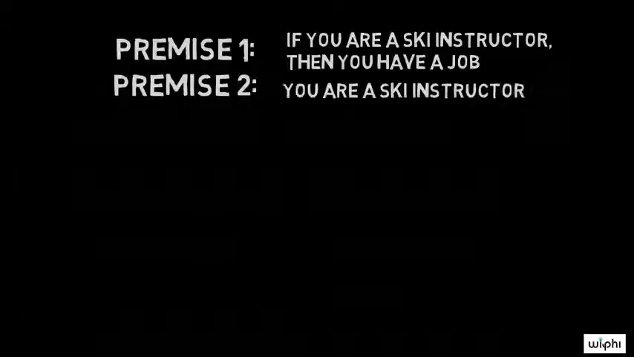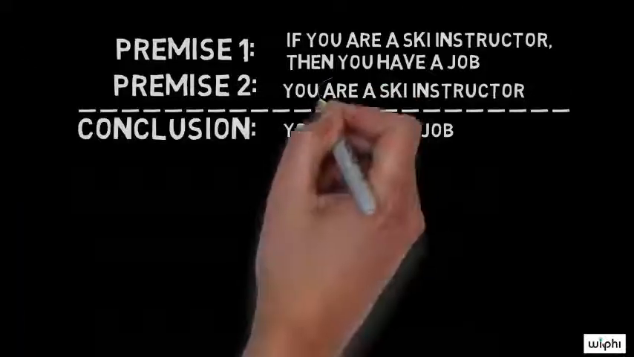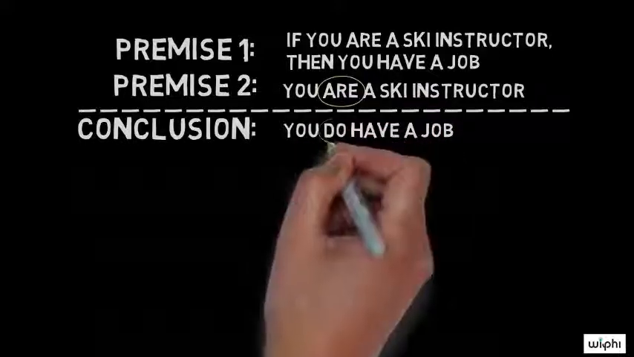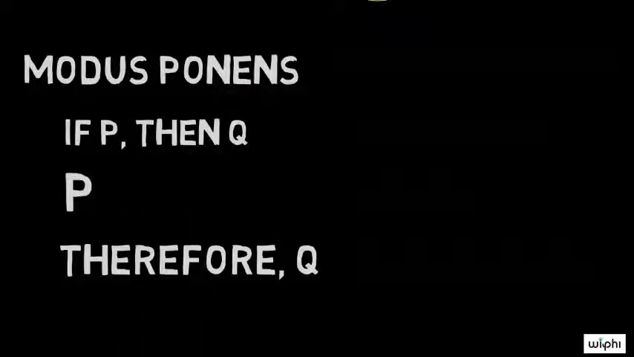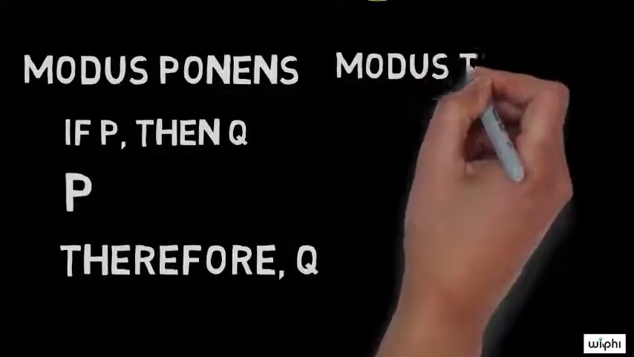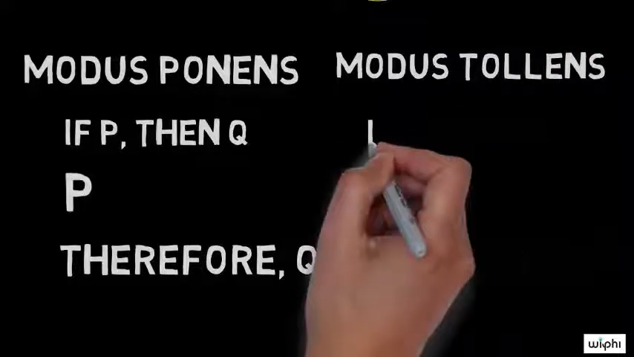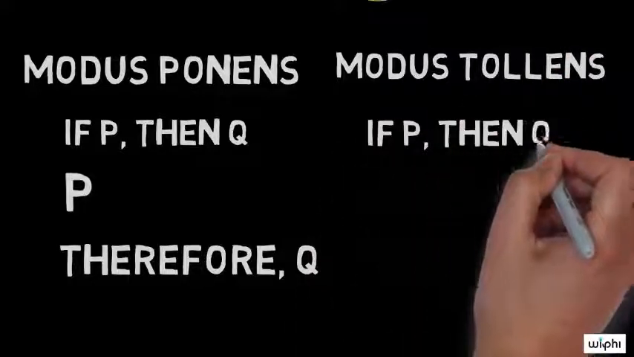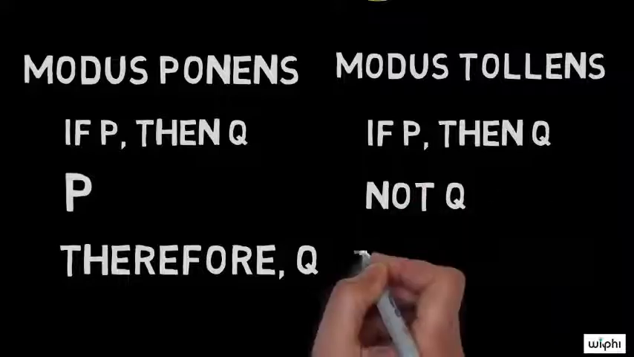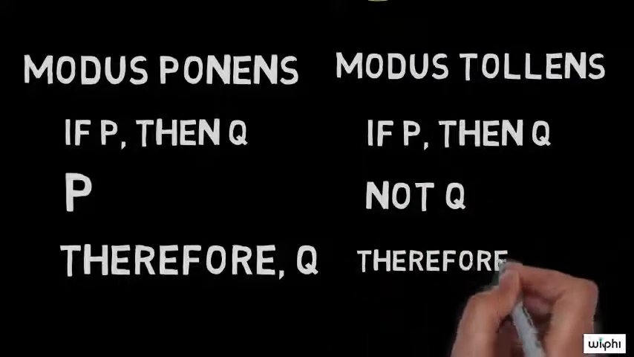A conditional could validly be used to argue for the truth of its consequent by affirming the antecedent. We find this in arguments of the form called modus ponens. It is also valid to argue from the denial of the consequent to a denial of the antecedent, but it is never, ever valid to deny the antecedent to reject its consequent.